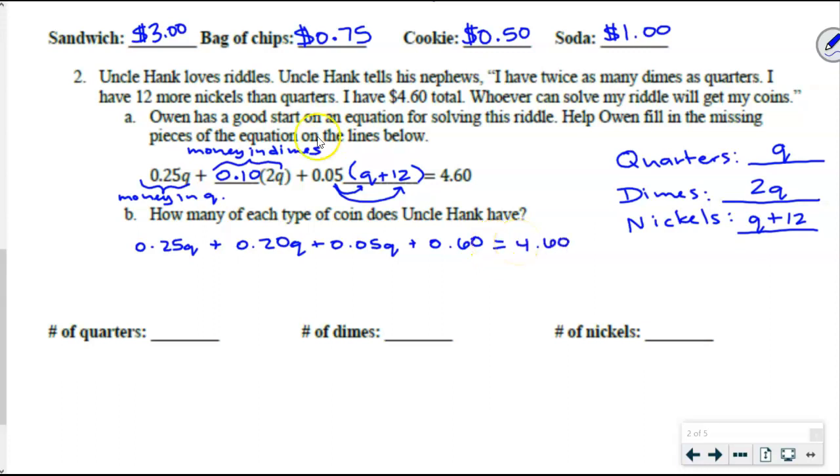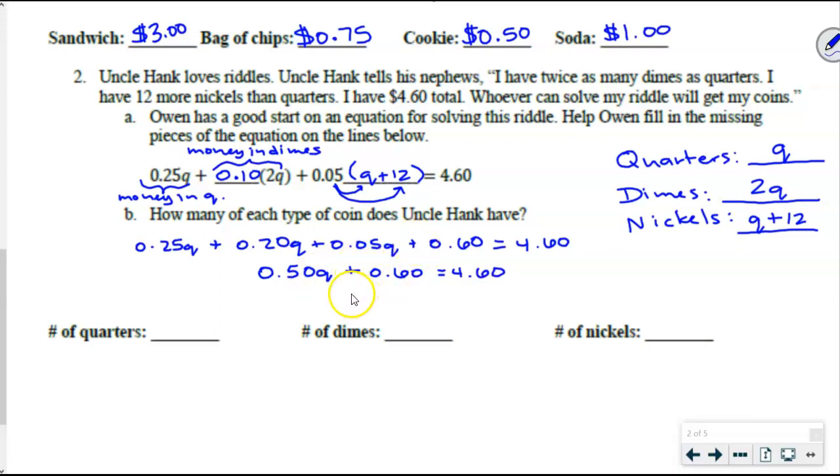So all I did is I took care of the multiplication part. Now it's combine like terms. All you can see is addition left in this. 0.25q plus 0.20q plus 0.05q all ends up equaling 0.50q, plus 0.60. I just combined these like terms, right? And all of that is equal to $4.60. Now, we cannot combine q's with non-q's. They are not like terms.